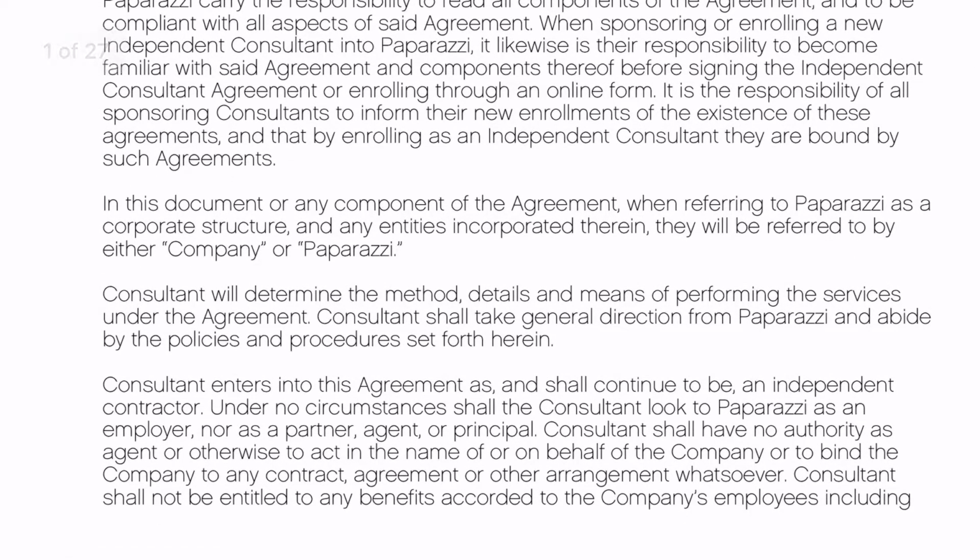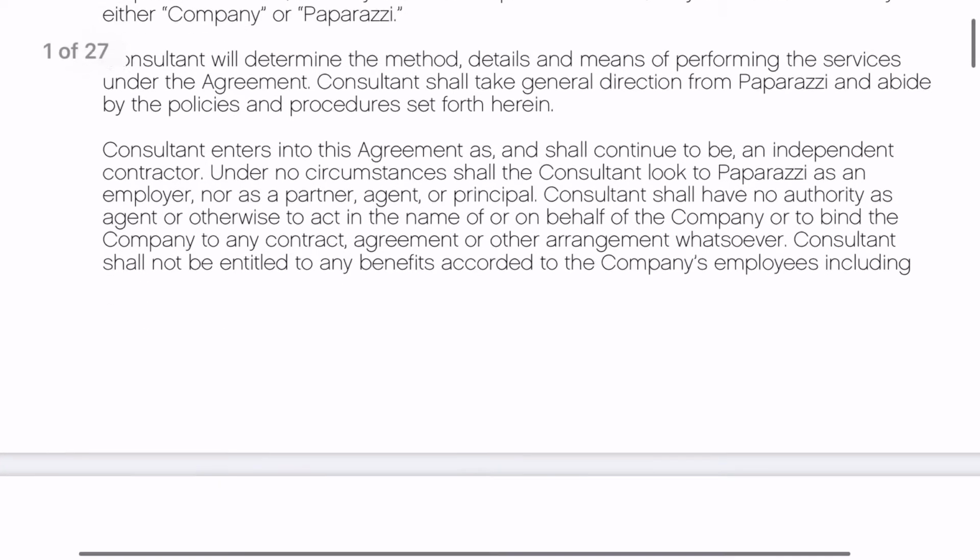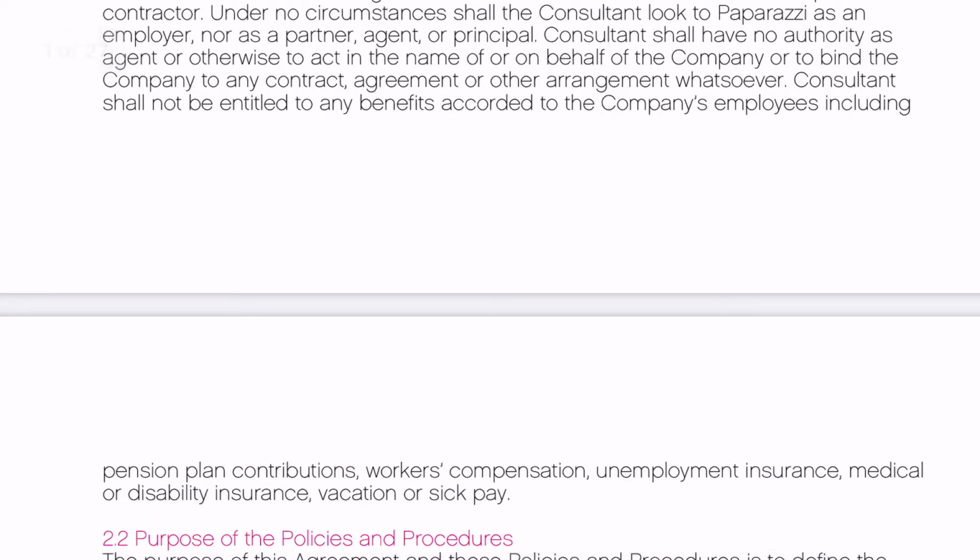Now, just a reminder, in this document, when referring to Paparazzi as a corporate structure and any entities incorporated therein, they will be referred to as either company or Paparazzi, because there is a difference between the actual Paparazzi company, which is the corporate structure, and an independent consultant. So with that being said, a consultant shall not be entitled to any of the benefits which the company normally offers to its employees. That includes workers' comp, a pension plan, anything medical insurance related, vacation or sick pay. We have no affiliation with that because we are not part of the actual company itself. We are an independent consultant.